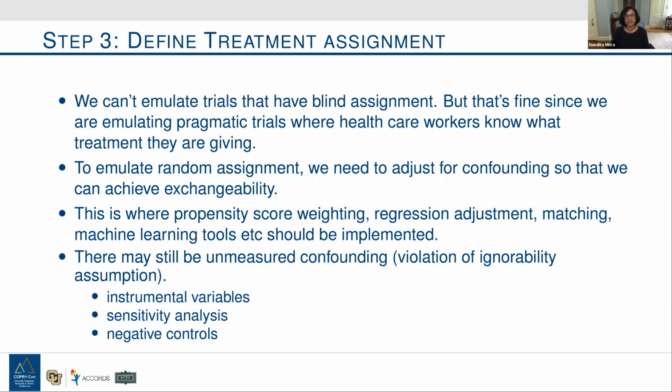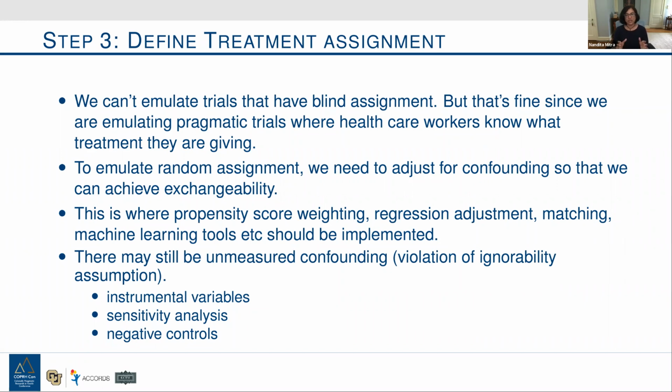Step 3 is defining the treatment assignment. So I mentioned the blinding. We can't emulate trials that have blind assignment, of course, but that's fine since we're emulating pragmatic trials where healthcare workers know what treatment they're giving. And to emulate random assignment, we do need to adjust for confounding so that we can achieve exchangeability.